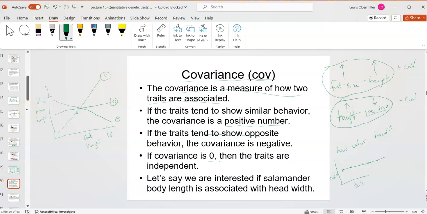All right. So let's say we want to see if there's any correlation between body length and the width of their head.